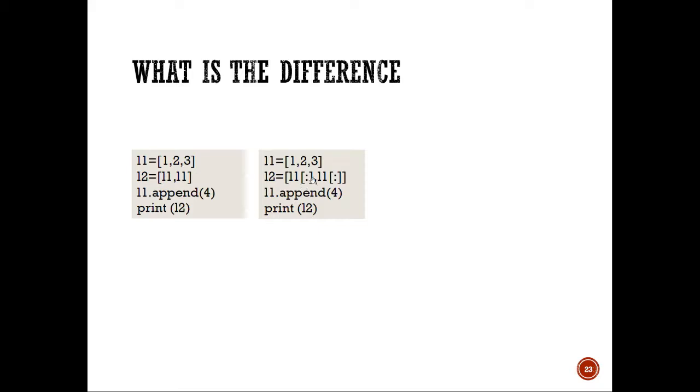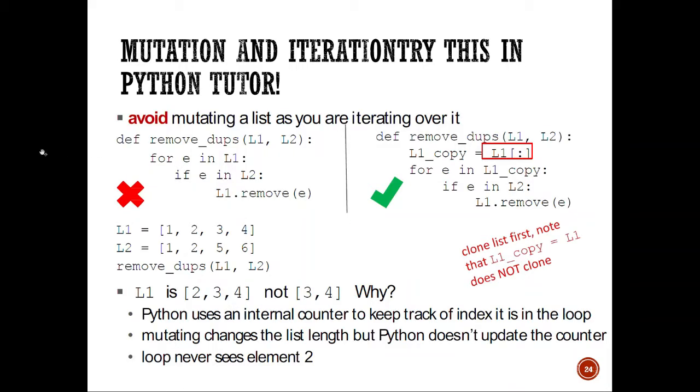However, in this scenario, because we used the colon command when creating the variable L2, we created another copy. So here in this case, when we append L1, L2 will not change. It will be two lists of values 1, 2, and 3. It is very important to avoid mutating a list as you are iterating over it. That's why, if you need to change the values of a list and you want to still iterate over its elements, it is better to create a copy of it, iterate over the copy, and then remove.